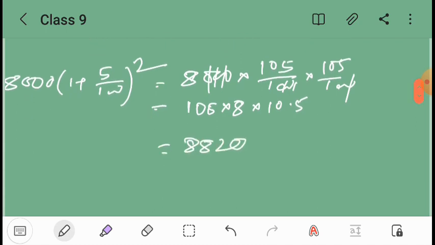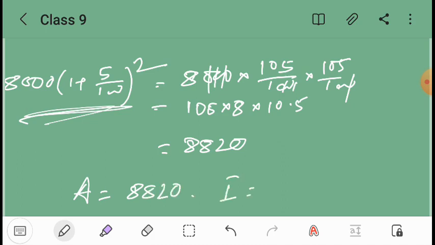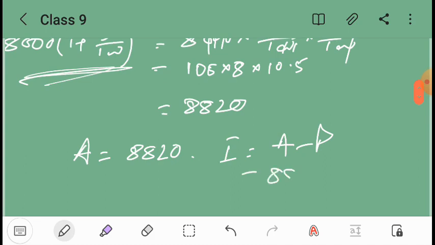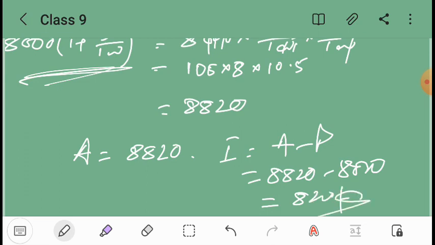Now, if we subtract 8,000 from this 8,820, because you know this denotes the amount, so amount equals 8,820. So, the interest equals amount minus principal, right, that means 8,820 minus 8,000. So, you can find 820 from here. Okay. So, you can use any one of the methods.